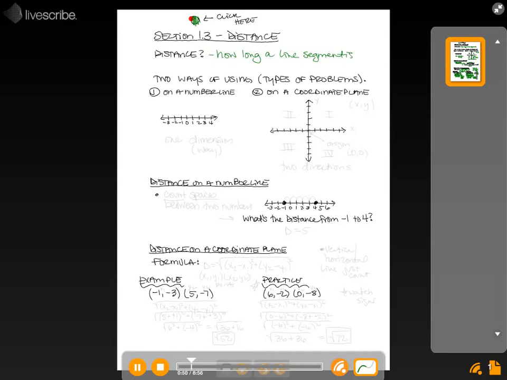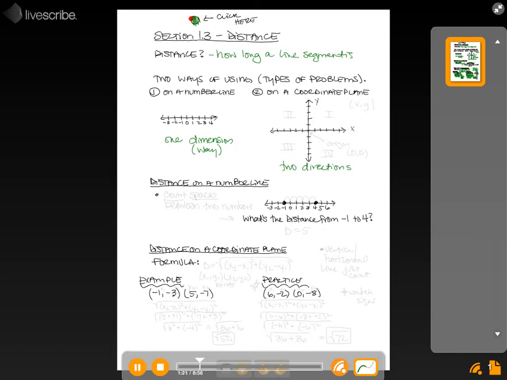So if we look here, we have a number line. Notice that it's only one dimension, or one way. Okay, we can only go left and right. And I'll show you how to solve that in a minute. But a number line just goes left and right, just goes horizontal. Second way is on a coordinate plane. Now on your coordinate plane you have two directions. Okay, two ways. You've got an x-axis and a y-axis.